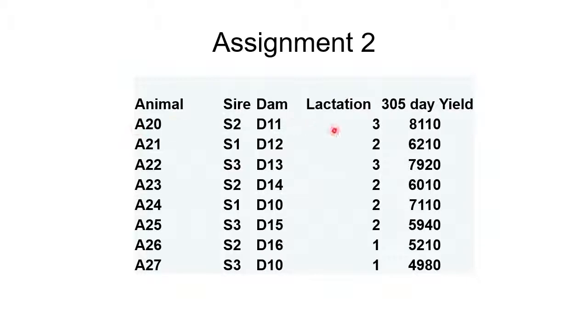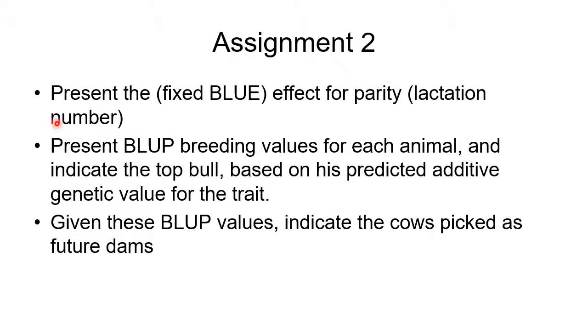You will see that animal 20 is in a third lactation, third parity. Animal 21 is in a second lactation, animal 22 in a third lactation, and so forth. So these would be the parity, and this will be the total 305-day corrected milk yield for each of these animals. So animal 20 gave 8,110 kilograms of milk during a third lactation. So using that, you need to present the blue effect for parity.